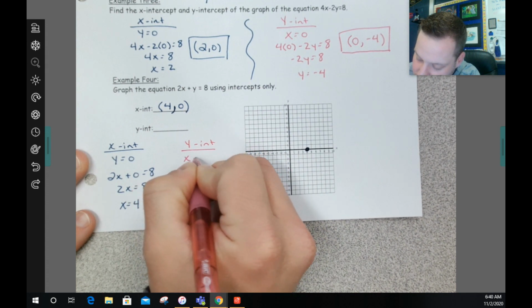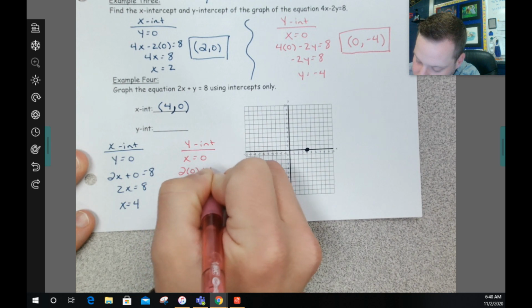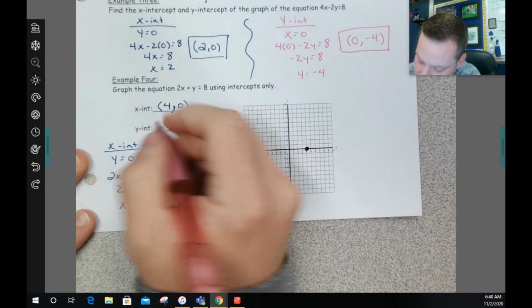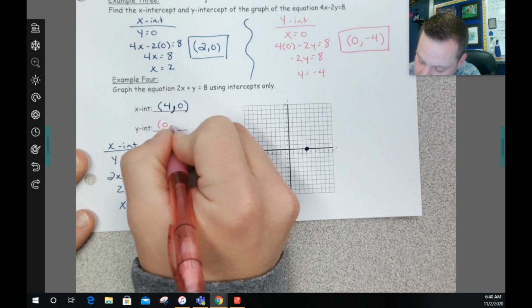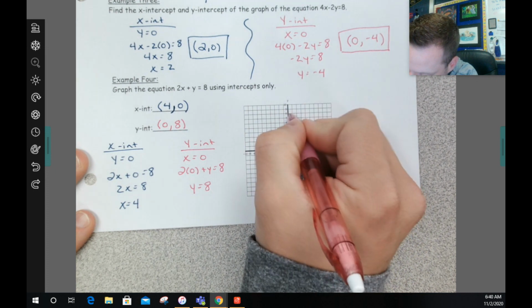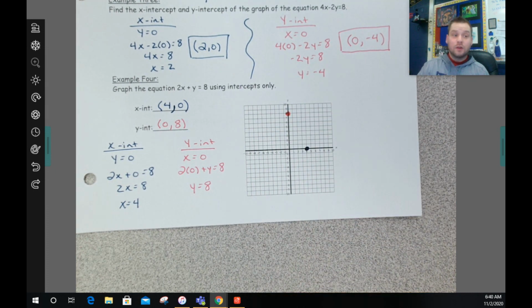For the y-intercept, we're going to have x equals 0, substitute it in, end up with y equals 8. So we have an ordered pair for my y-intercept of (0, 8). 0 tells me not to go left or right, I'm just going up to 8. So we have our 2 points.